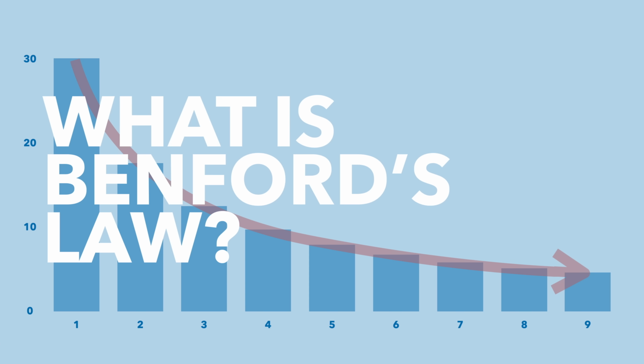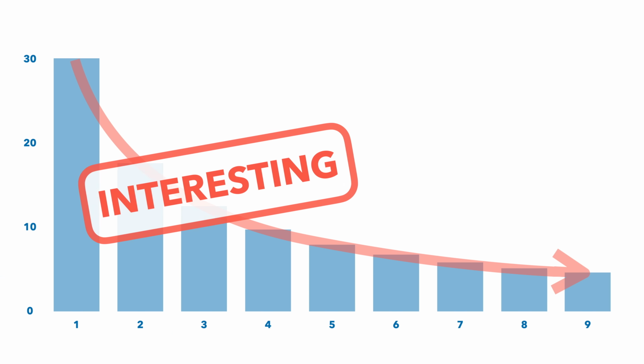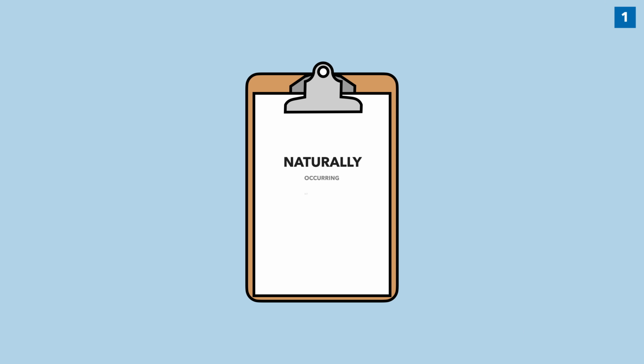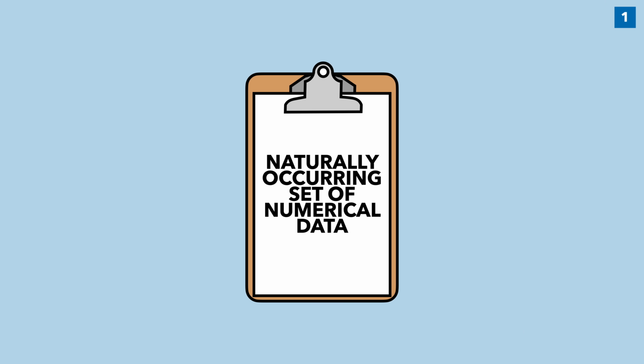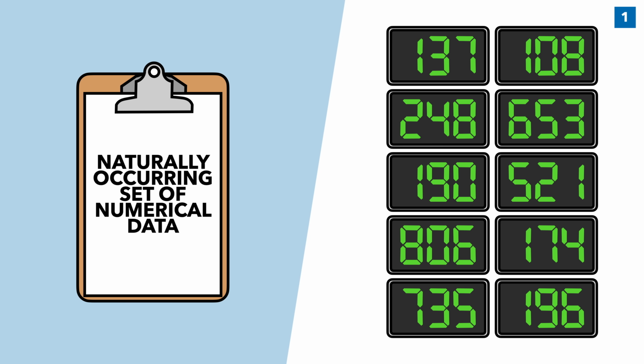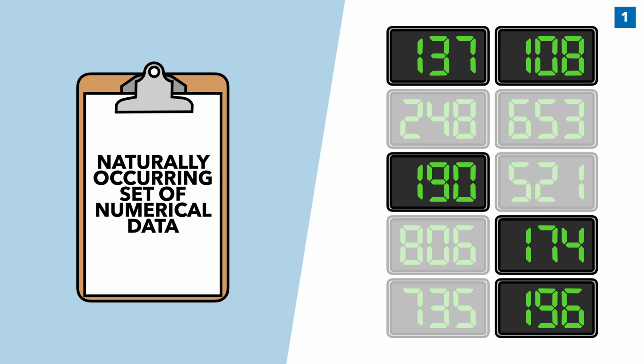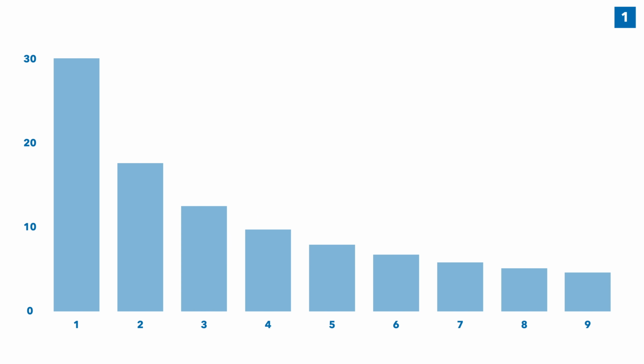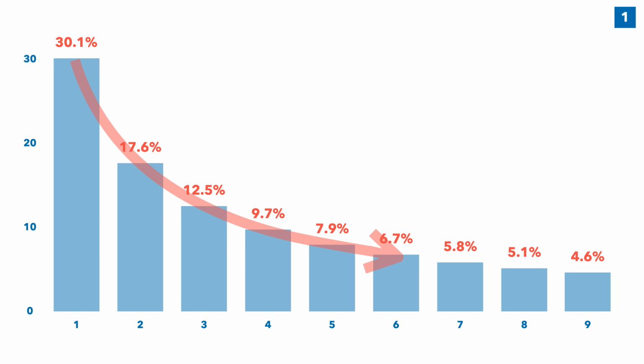We should probably explain what Benford's Law actually is. Well, the law itself is actually pretty interesting. It states that in a naturally occurring set of numerical data, the leading digit, or first digit, is more frequently a lower number. Basically, you'll see numbers starting with 1 more than any other digit. The digit 1 is the leading digit about 30% of the time, it's 2 about 17.6% of the time, and so on and so forth, on a logarithmic trend.